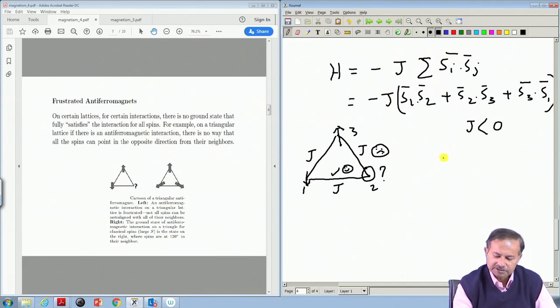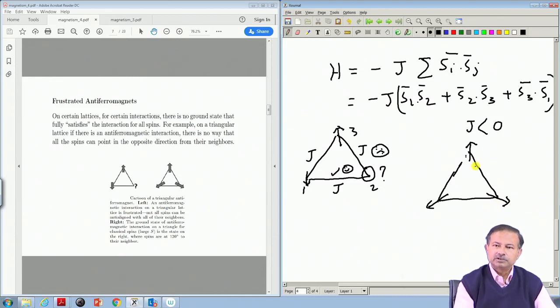Whereas, if you had a classical spin which can rotate in any direction, then you could not fully satisfy the interaction, but you could reach a compromise solution, which is this spin is here, this spin is here, this spin is here. So, they have a 120-degree angle between each two. This is the best compromise solution you could achieve. You could not get 180 degrees, but you could get 120 degrees. Whereas, here you are lost, you just do not know what to do.